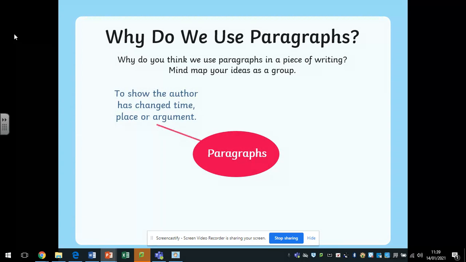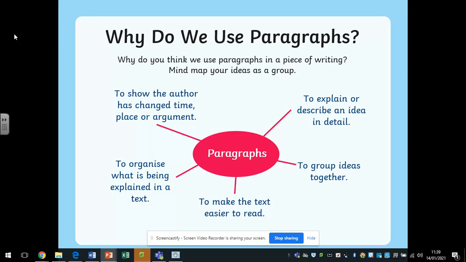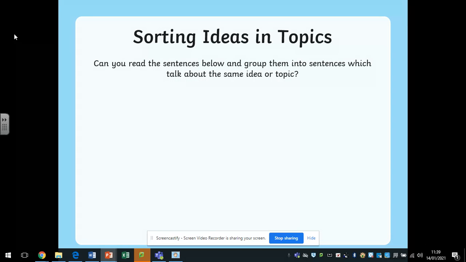Right, so paragraphs. To show that the author has changed the time, place, or an argument. To explain or describe an idea in detail. To organise what is being explained in a text. To group ideas together, or to make the text easier to read. Really, it does make it a lot easier to read. So sorting ideas into topics.